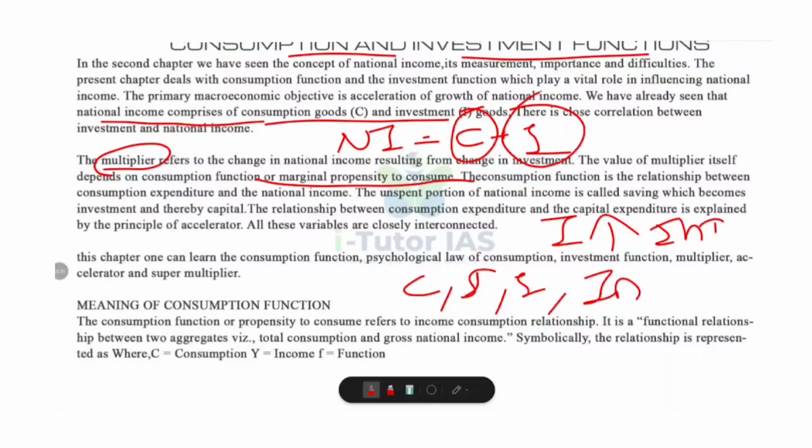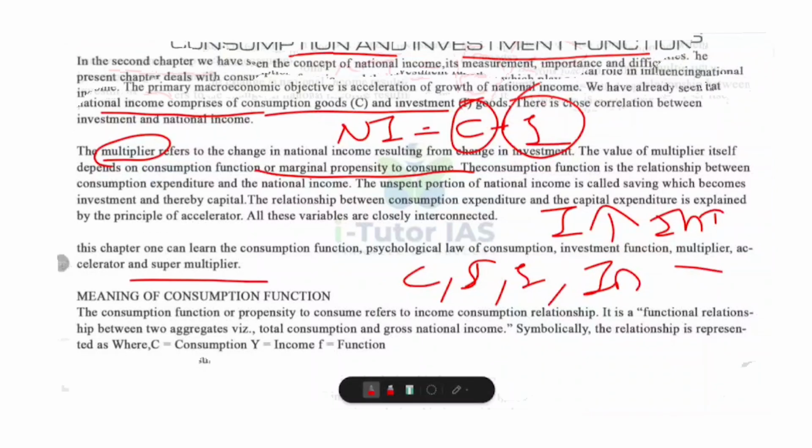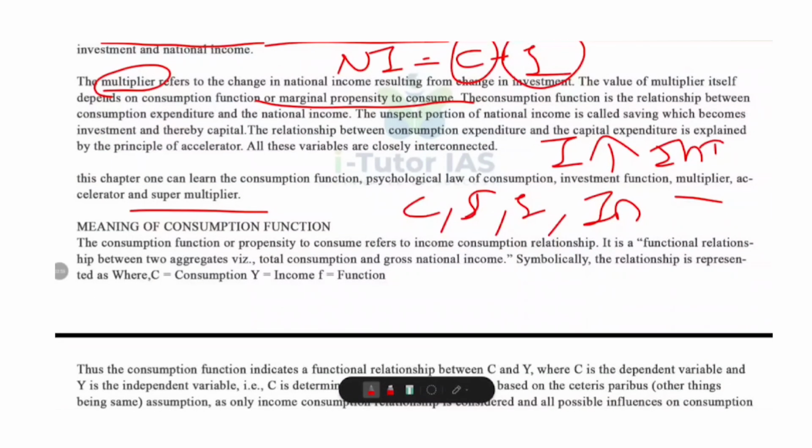The relationship between consumption expenditure and capital expenditure is explained by the principle of accelerator. All these together form the foundation of what we are going to study in Chapter 4. Consumption and investment functions, multiplier, accelerator, and super multiplier, everything is covered under this chapter.